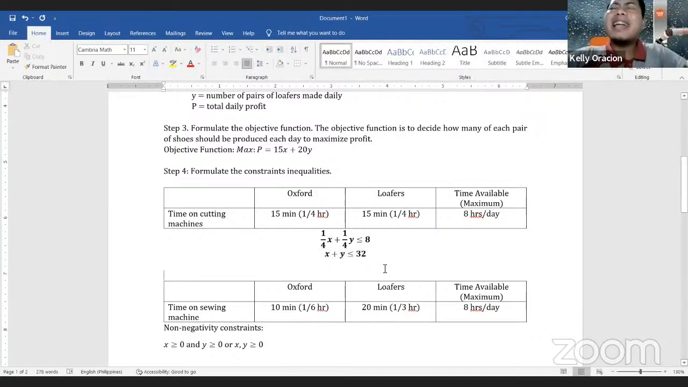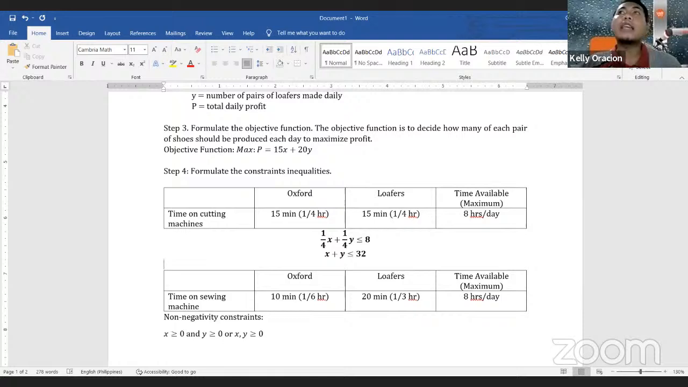Again, bakit naging ganyan? The fractions of X and Y have the same denominator, and the LCD is 4. So multiply both sides by 4 and that becomes X plus Y is less than or equal to 32. Para di ka ma-stress sa fraction, i-whole number natin.